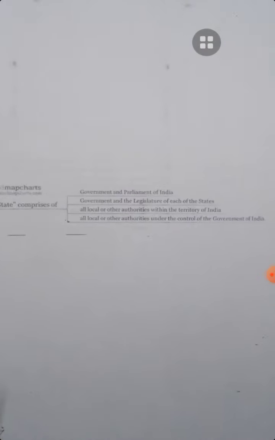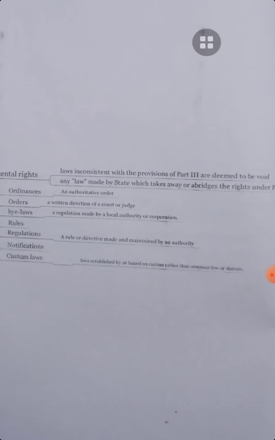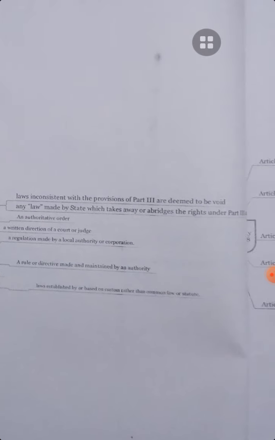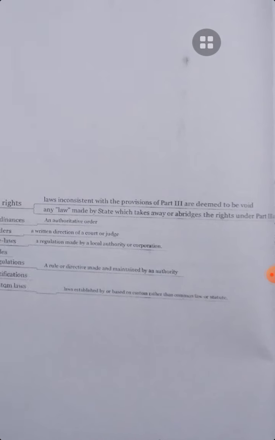Article 12 covers the Government and Parliament of India, the government and legislature, and all local authorities under the control of the Government of India. Article 13 covers things like ordinance, order, bylaw, rules, regulation, notification, custom law. So law includes all of this. An order is a written direction, an authoritative order, and bylaws are regulations of the local authority. A rule is a directive made for the authority, and any law inconsistent with Part 3 is deemed to be void. Any law made by the state which takes away or abridges the rights under Part 3 is void.